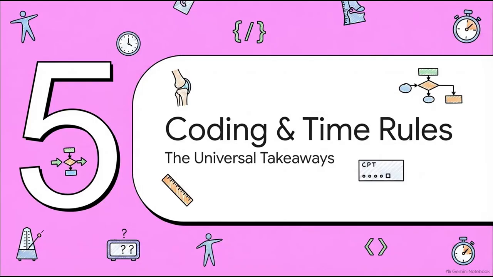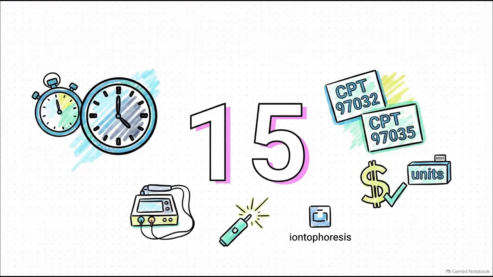All right, Section 5. Coding and time rules, the universal takeaways. Let's zoom out for a second. We've looked at the specific clinical mechanics of these treatments, but now let's talk about the overarching administrative rules that govern how all of these constant attendance codes are actually billed. So, the crucial point here is the number 15. Whether you're doing manual electrical stimulation, laser therapy, or iontophoresis, the CPT codes in the 97032 through 97039 range are all defined in strict 15-minute increments.